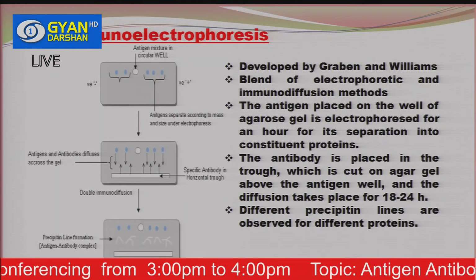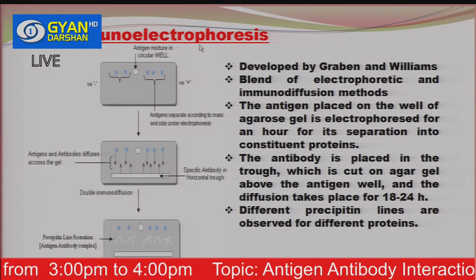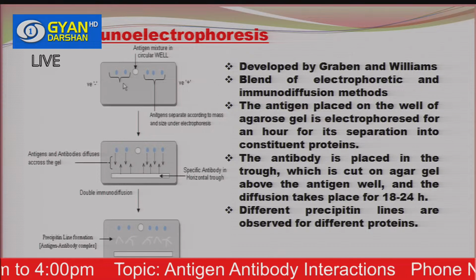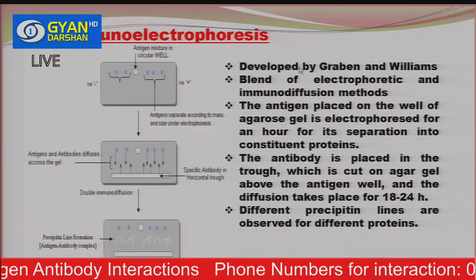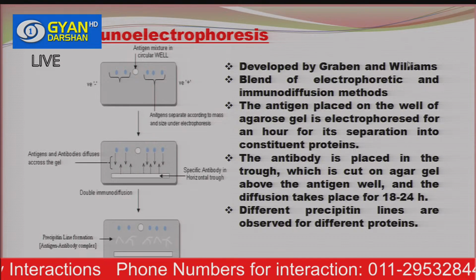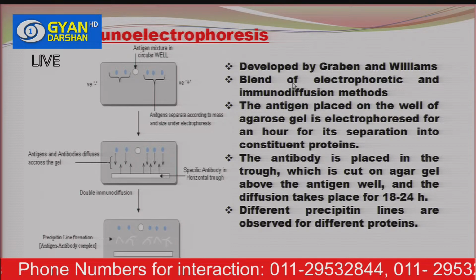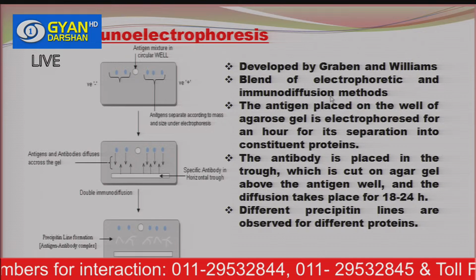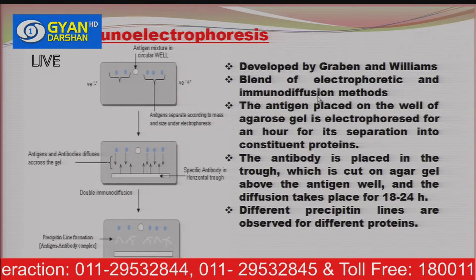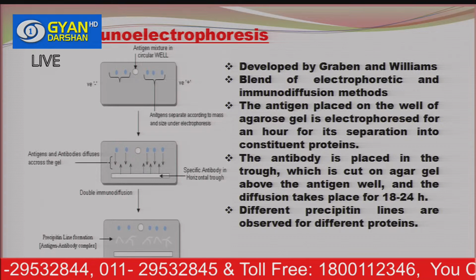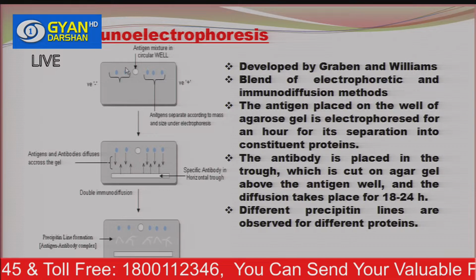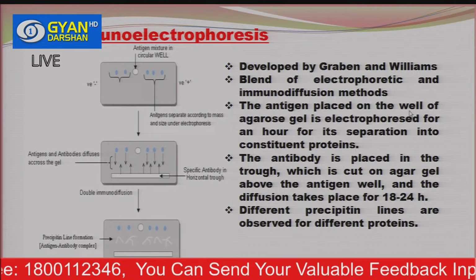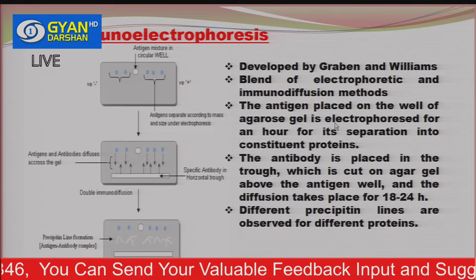Another technique is immunoelectrophoresis. It is a very important technique. We can measure the concentration of antigens. It was developed by Graber and Williams, and it is a blend of electrophoretic and immunodiffusion techniques. The antigen is placed into the well, as you can see here. We place the antigens in the agarose gel.